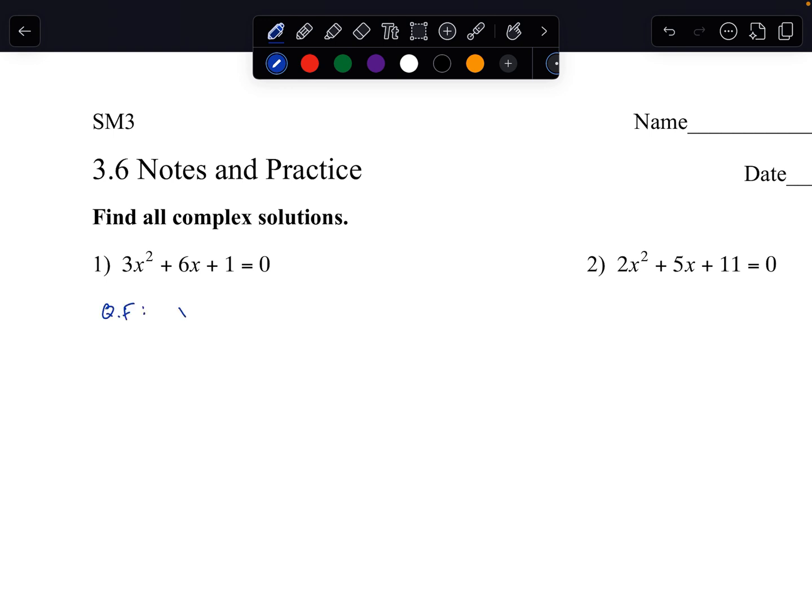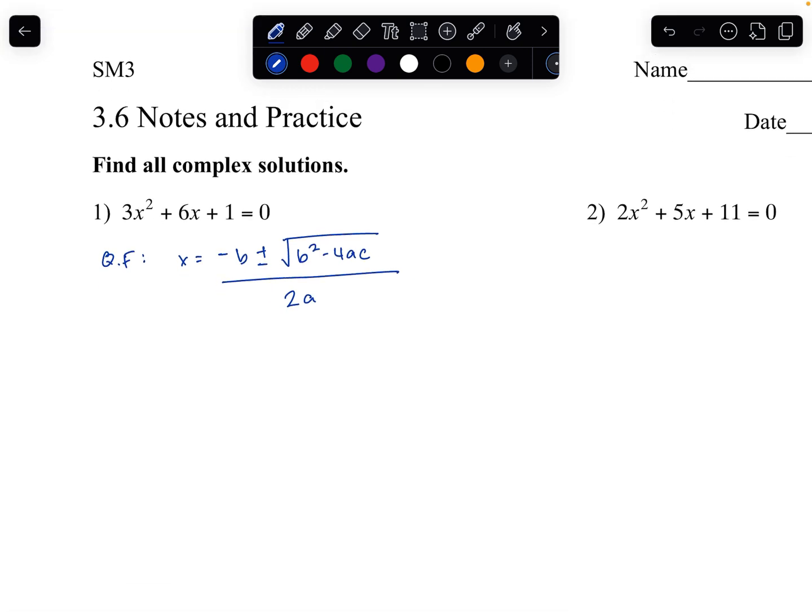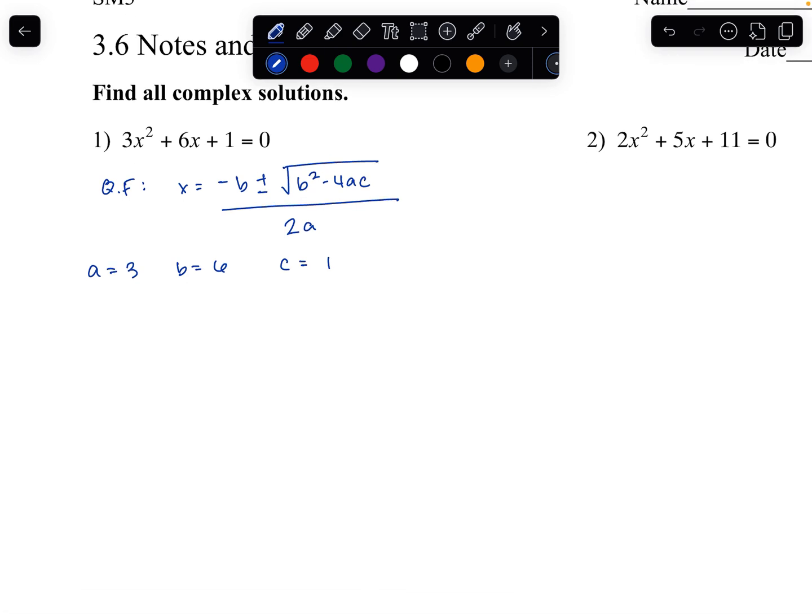The quadratic formula: x is equal to negative b plus or minus the square root of b squared minus 4 times a times c, all over 2 times a. So a is going to be equal to 3, b is going to be equal to 6, and c is going to be equal to 1. So as we put that in, we're going to say x is equal to negative 6 plus or minus the square root of 36 minus 4 times a times c, all over 2 times 3.